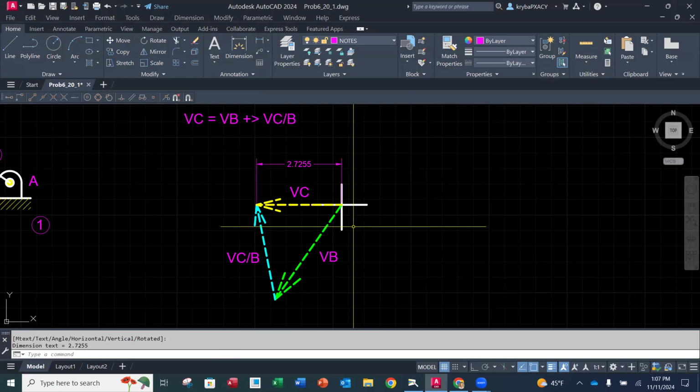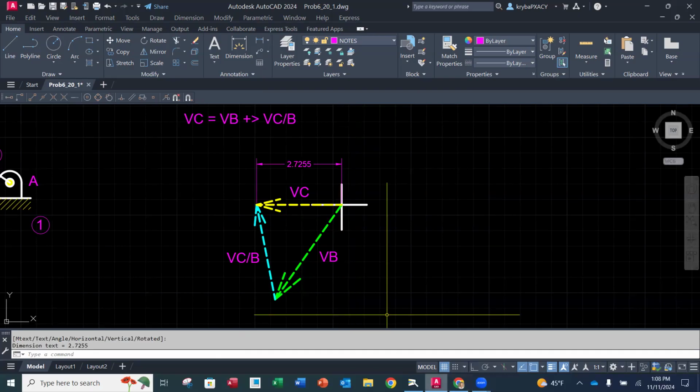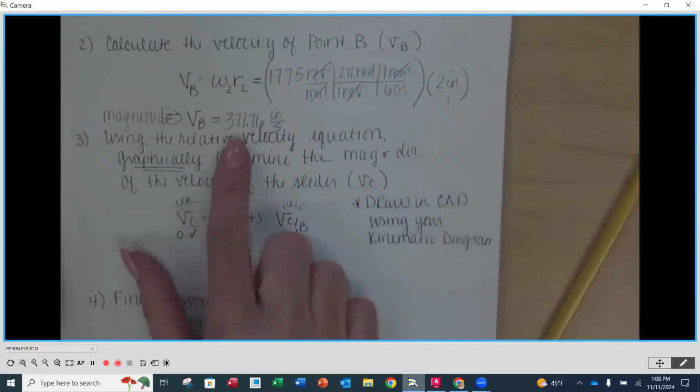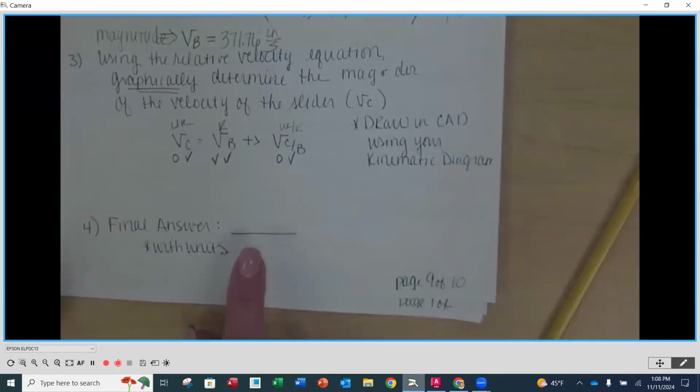Now, this is where, for your final answer, it is not 2.7255, is it? No. If you recall, we drew our velocity of B a hundredth of what the actual value was, right? We moved the decimal place 2 places to the left. So we basically divided by 100. So what we're going to do down here is, your final answer that you put here with units needs to move the decimal place back to the right 2 places for its actual value.